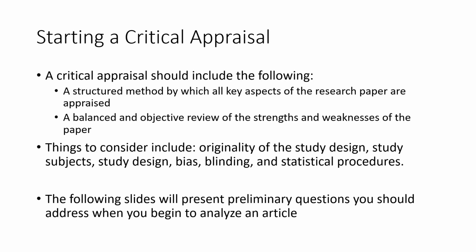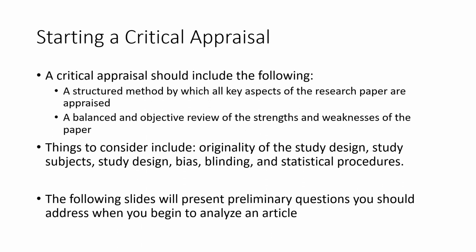Now it's time for you to start a critical appraisal of an article. So a critical appraisal of an article should include some sort of structured method of how you're going to be appraising the key aspects of the research paper. You should kind of have your formula for how you're reading articles and determining their credibility. And then you also want to do a balanced and objective review of the strengths and weaknesses of the paper. And this will become easier as you become a better consumer of research literature.